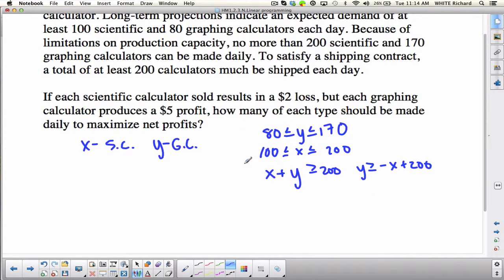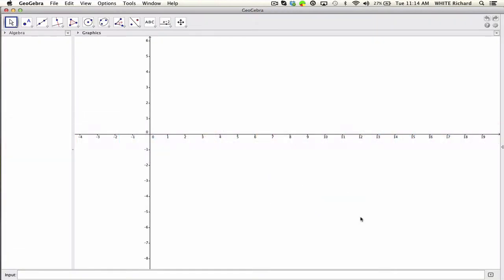And our profit equation, I'll write that one in green, also called our revenue. I'll just write it as R. Revenue is a $2 loss for the scientific, so that's minus 2 times however many scientific calculators there are, and then a $5 profit on the graphing calculator. So that's 5Y. Alright, let's jump over into GeoGebra and graph some of these.